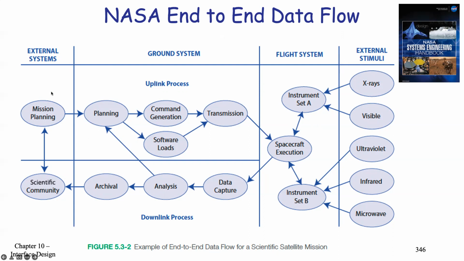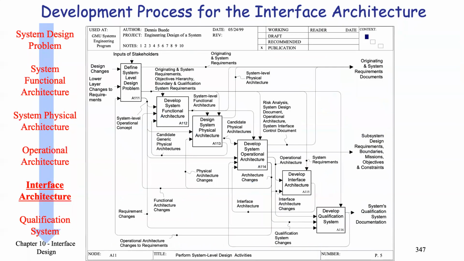And the external systems would be the mission planning and the scientific community providing inputs and receiving input data back. Then we have the sensors that are actually collecting information for the mission. So just giving you a perspective on how that could look.